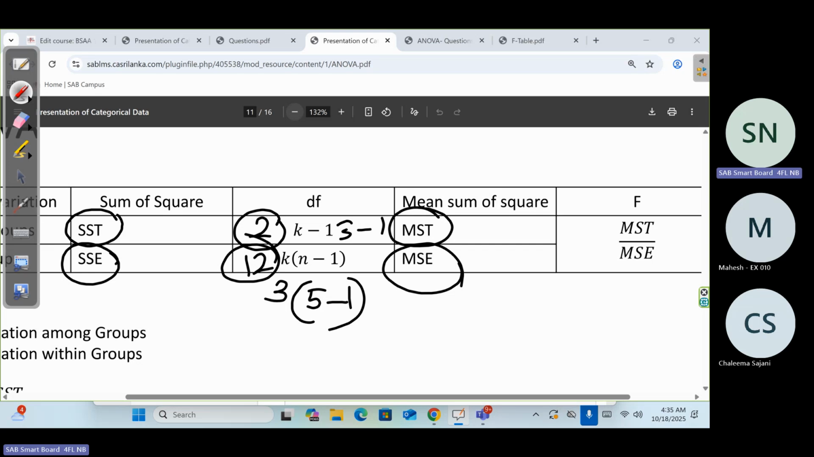Is it clear? Then you can easily calculate the test statistic. How do we take it? Mean sum of squares between groups divided by mean sum of squares within groups. We divide the mean sum of square between groups by the mean sum of square within groups. Understood? Then you can take the F value. F is the test statistic. Understood? Okay, if you fill out the table fully, then you can directly get the F value. If you fill out this table properly, the answer is the test statistic. Is it clear?